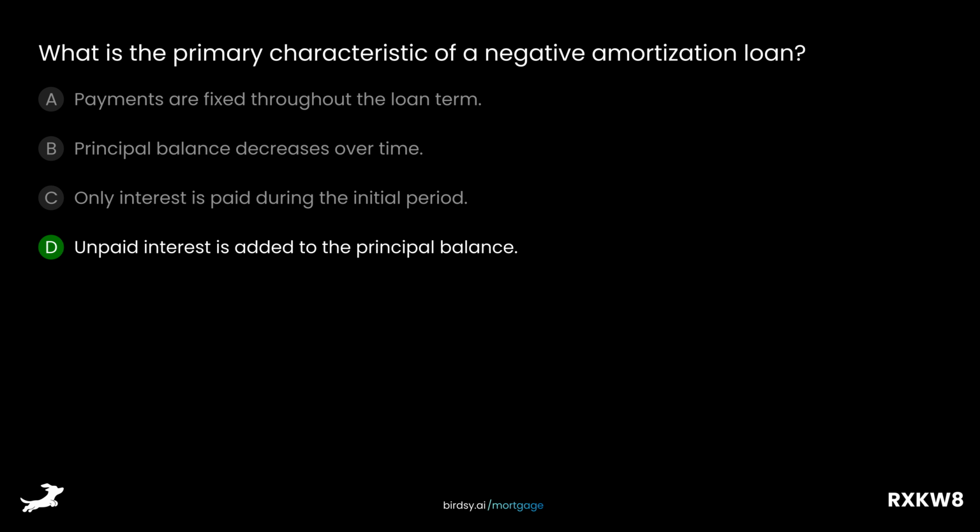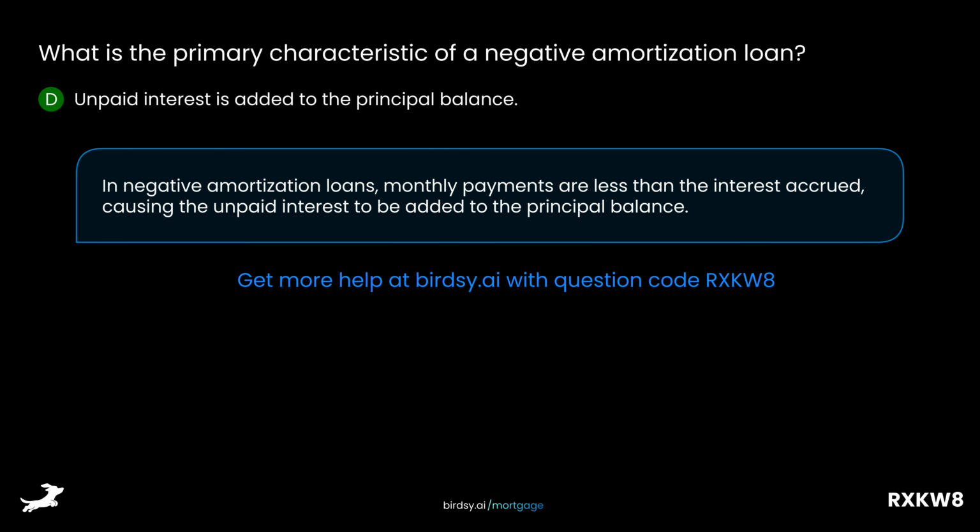The answer is D, unpaid interest is added to the principal balance. In negative amortization loans, monthly payments are less than the interest accrued, causing the unpaid interest to be added to the principal balance.